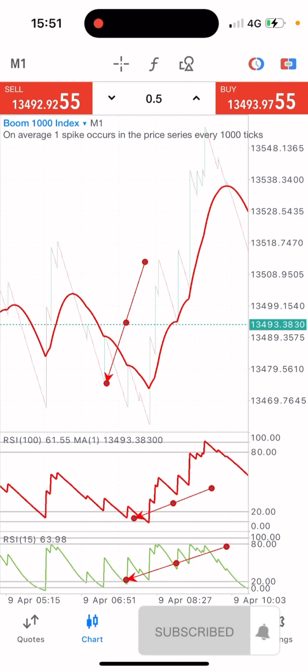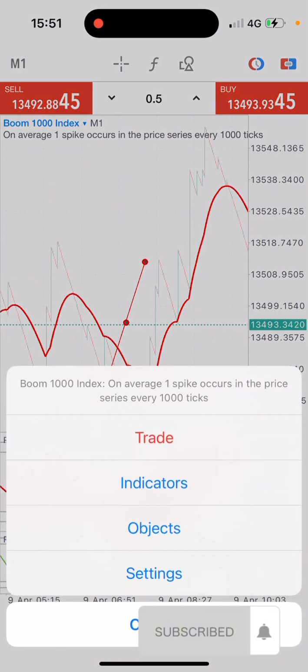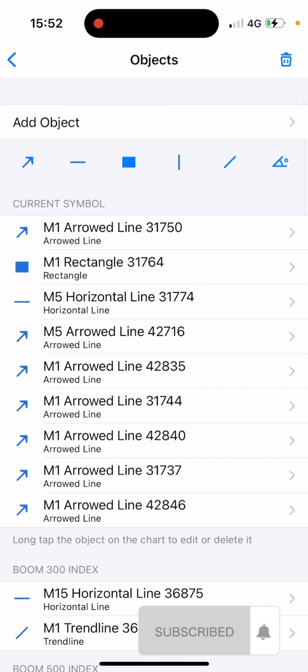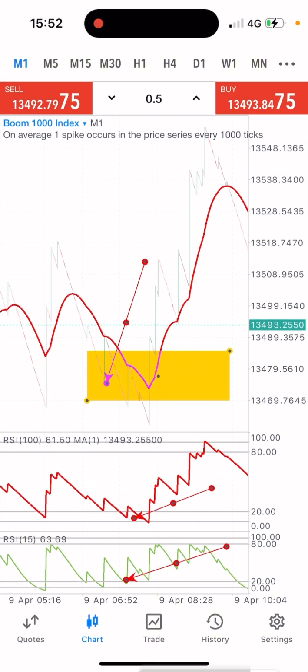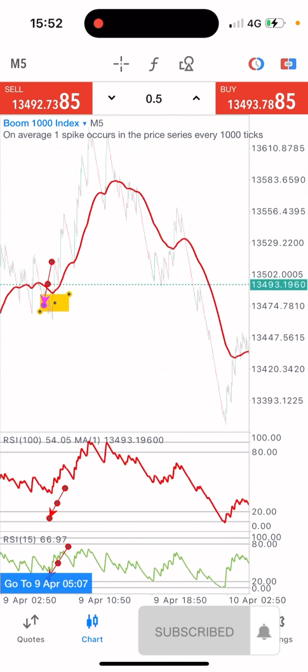What you need to do next is something simple. You need to go on the main chart. Let me just paint the area as well. Okay, guys, let's just paint this area, make it a little big. Go to M5. When you go to M5, we are looking for that area.